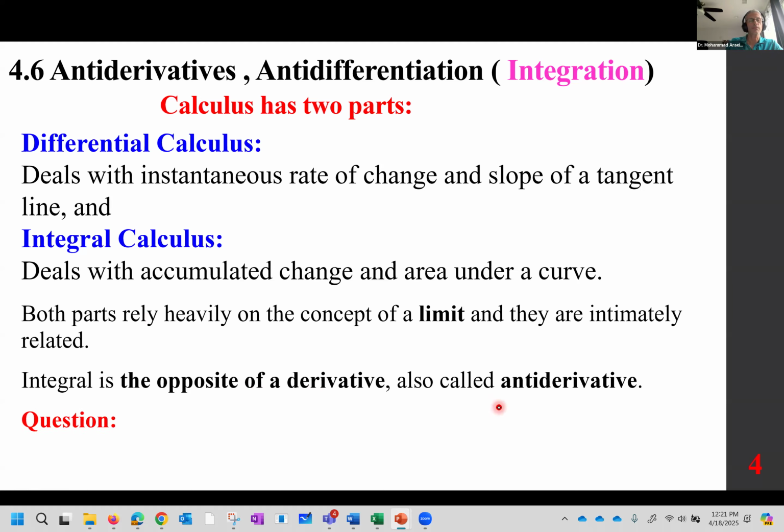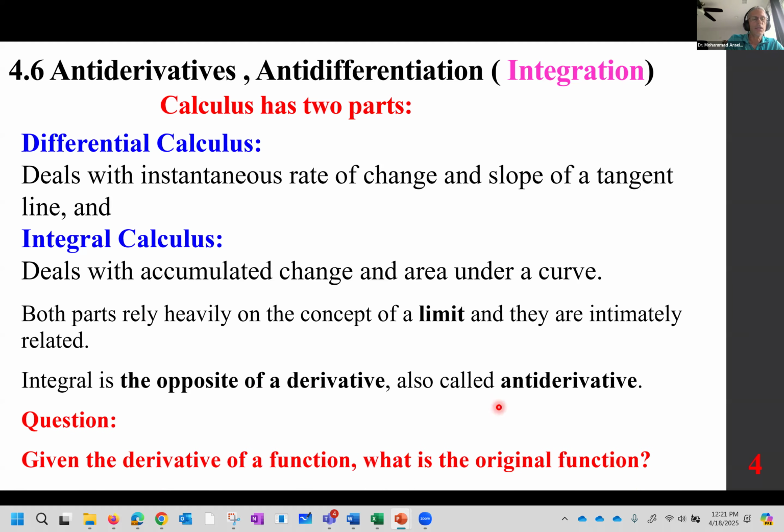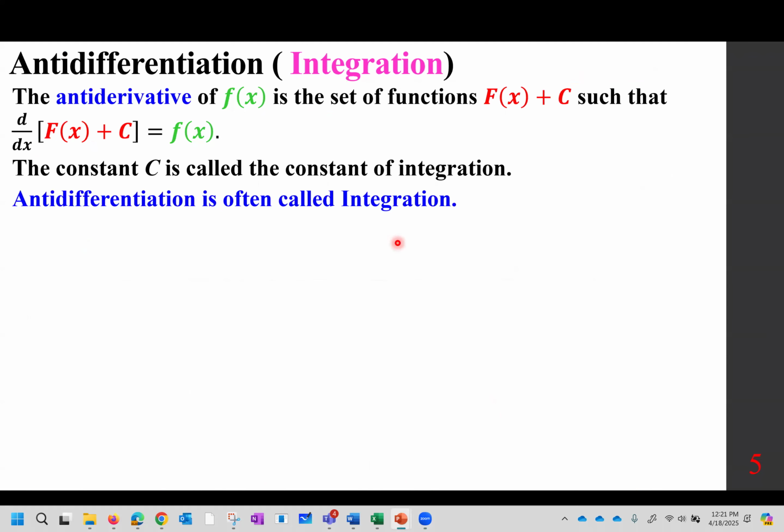So here's the question. Given the derivative of a function, what is the original function? That is what we are looking for, everybody. All right, anti-differentiation, integration.